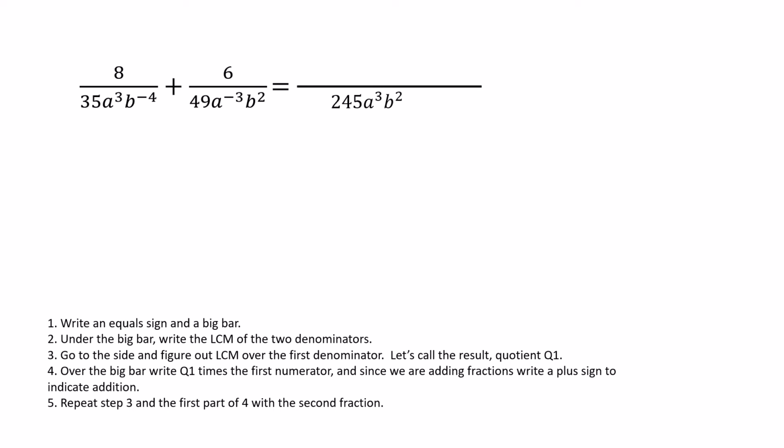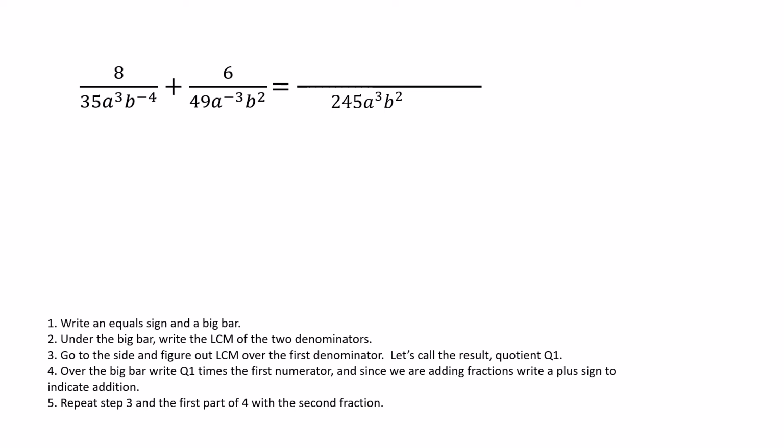How did I get that? The first thing you need to do is look at the numbers 35 and 49. The LCM of those two things turns out to be 245. Then you look at a cube and a to the negative 3. For that, you have to pick the bigger exponent. So a cube has a bigger exponent 3 compared to negative 3 in the other one. So pick a cube. Similarly, when you compare b to the negative 4 and b square, b square has a bigger exponent 2. So make it b square, right?